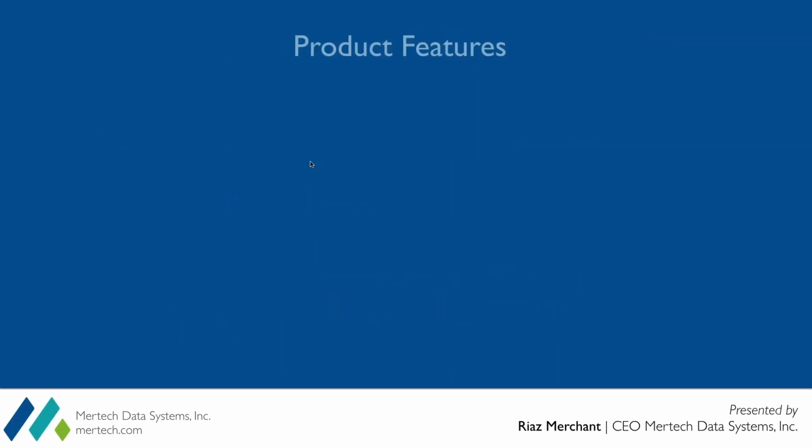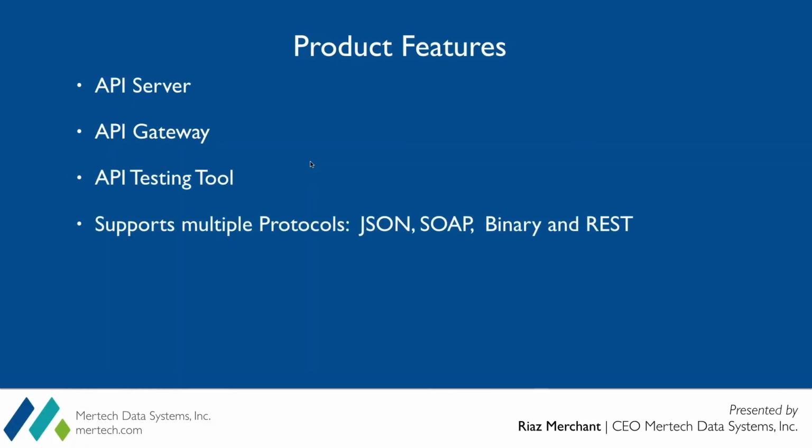So what are the product features? Something you can certainly read on our website, more of the details, but Thriftly is an API server. It has a gateway. It is an API testing tool. It supports JSON, SOAP, binary, and REST protocol. So REST is another thing that we're working on, and we'll have it by the time we release the product. And it supports multiple transport. You can call those functions either through HTTP, as in a JSON or other applications, or you can call directly using TCP. We allow both of those.